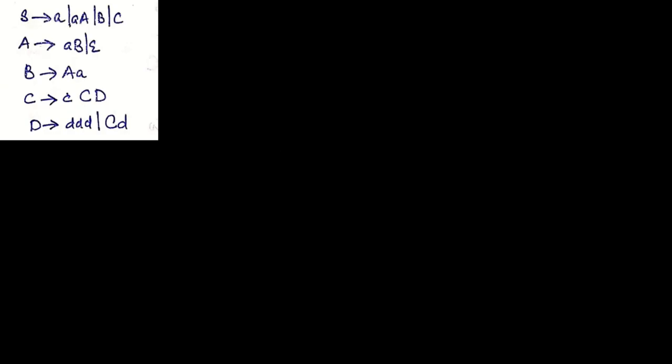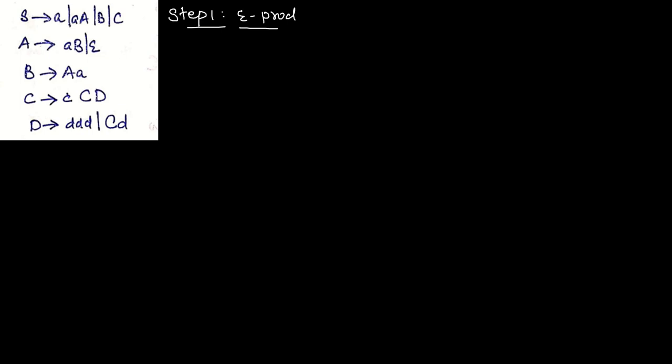Okay, so let us take this example. S gives A or AA or B or C. Then A gives AB or epsilon. Then B gives AA, C gives CCD, and D gives DDD or CD. So the first step is to find the epsilon productions and remove them.